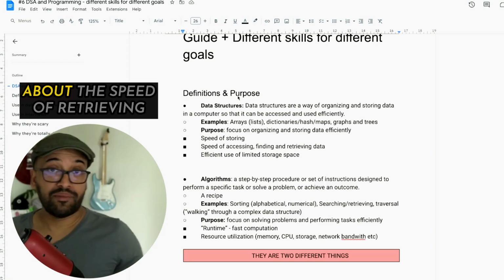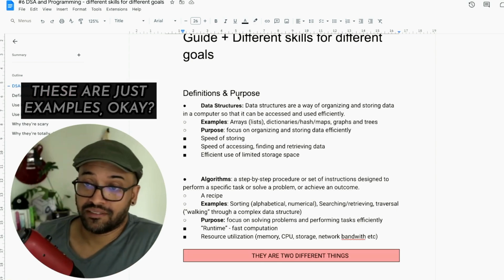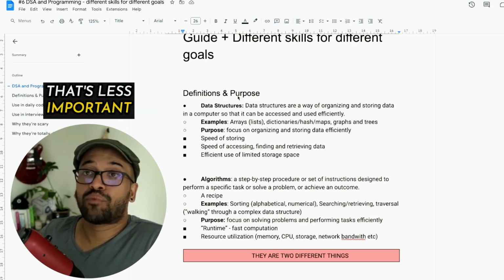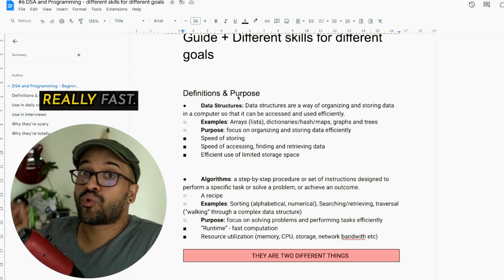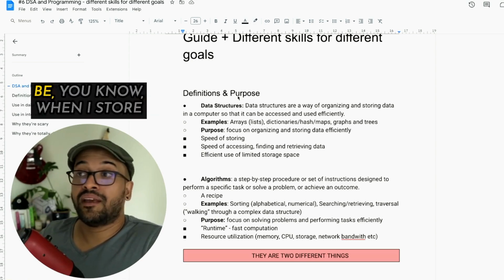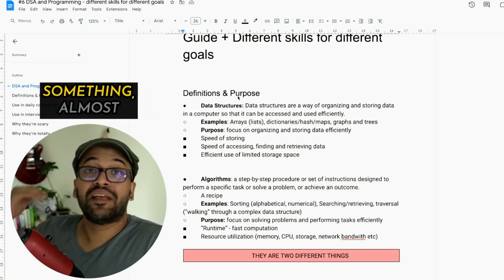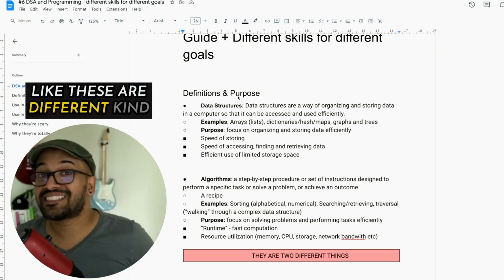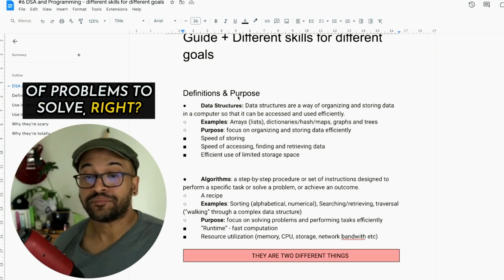But maybe you're not worried about the speed of retrieving the data. These are just examples, okay? Maybe that's less important than the speed of storing, but it needs to be stored really fast. Or it needs to be stored and retrieved really fast, and when I store something, almost instantly it must be available to you in the new updated form. These are different kinds of problems to solve, right?